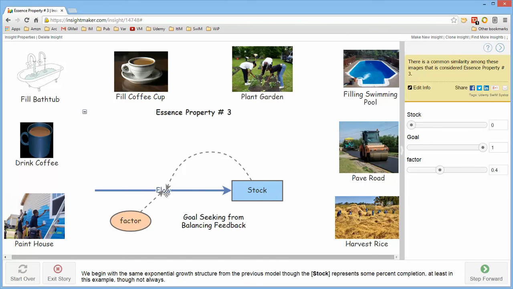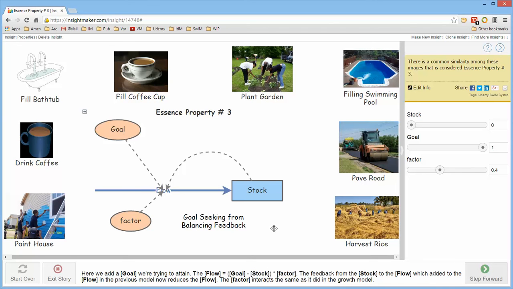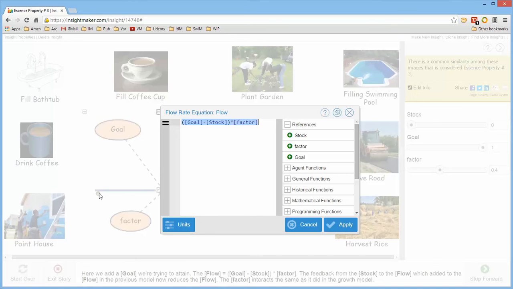Flow indicates effort done to move that quantity in the direction, so that in this instance the stock simply provides feedback, and factor is just governing the amount of that flow. To that we add the goal itself. In this instance the goal is 1 or 100%. So that flow is now defined as the difference between the goal and the stock times the factor.